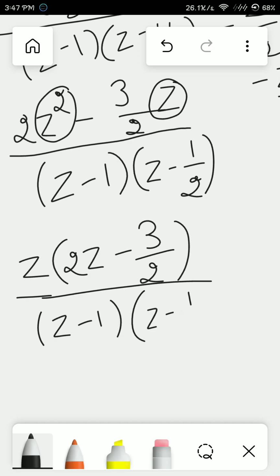So this is the resultant X of z in terms of z, right? So this is what you're going to get. This is the resultant.